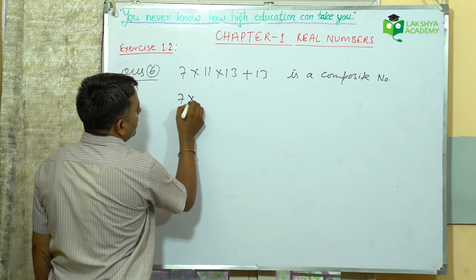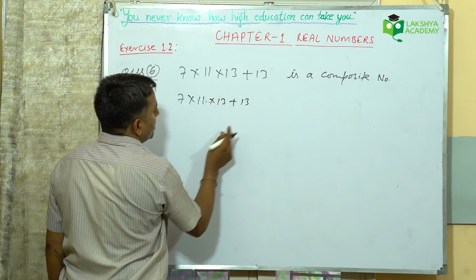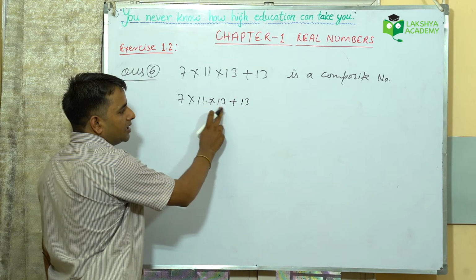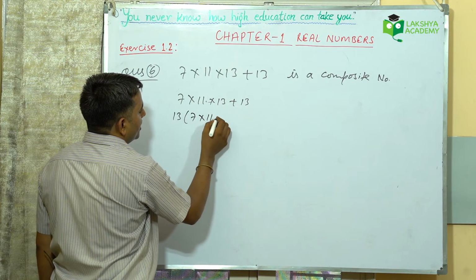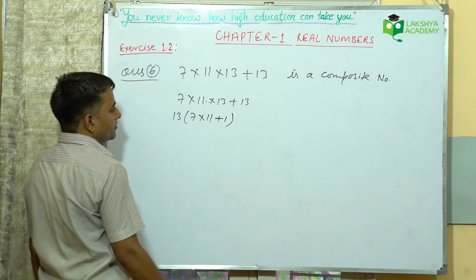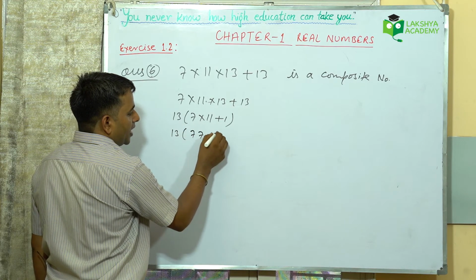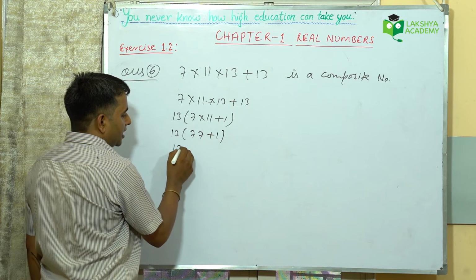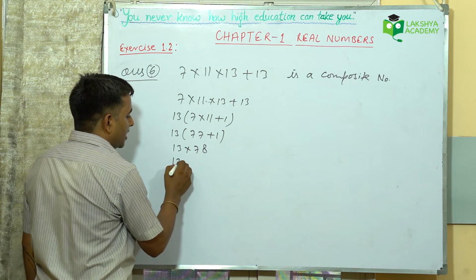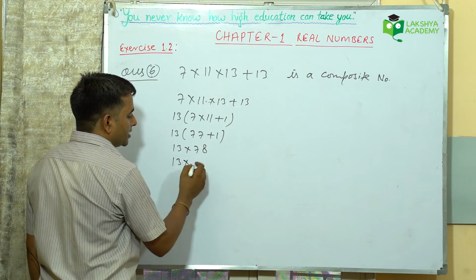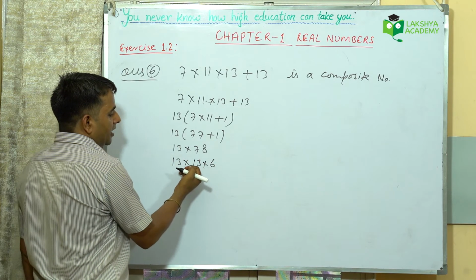So 7 into 11 into 13 plus 13. We can take 13 as common because 13 is here, 13 is here. Taking 13 as common, this is 13 into (7 into 11 plus 1). 7 into 11 is 77, plus 1, so this is 13 into 78. We can rewrite 78 as 13 into 6. So here the factors are 13 and 6.